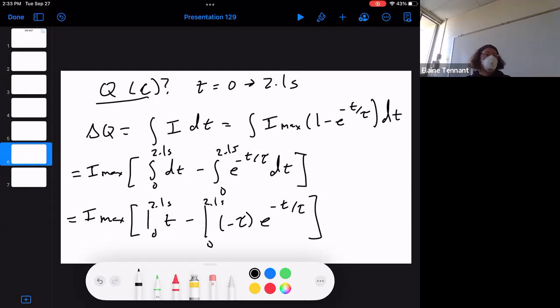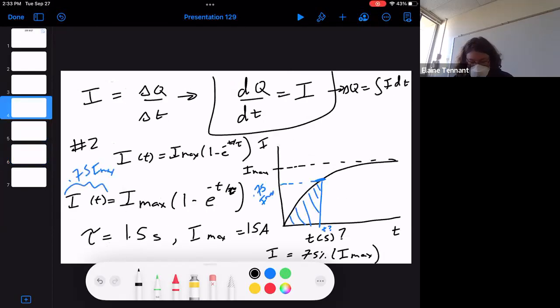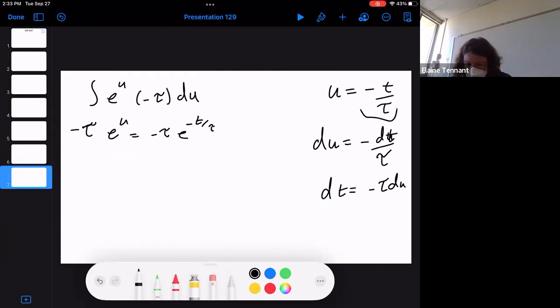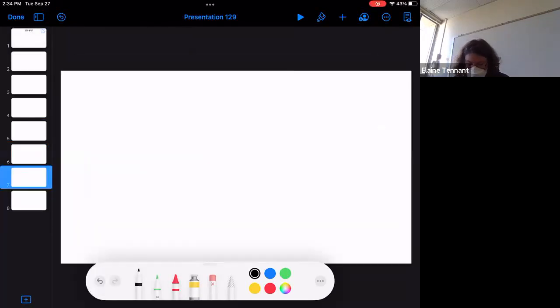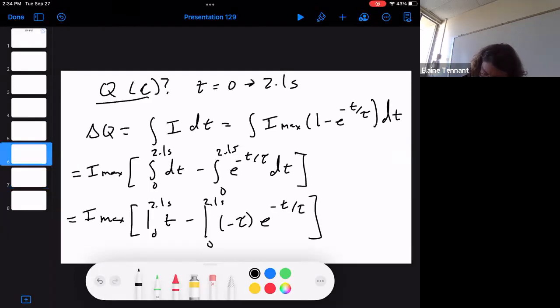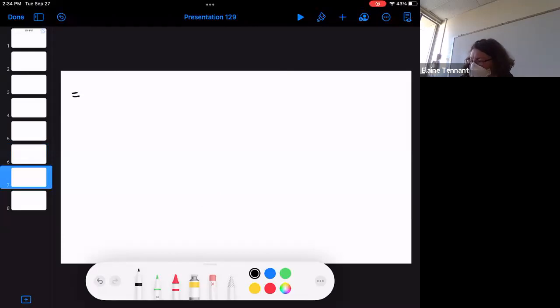And now we can just go ahead and plug in numbers. We're going from 0 to 2.1 seconds. Our tau was 1.5 seconds. Our Imax was 15 amps. So we can just plug in our numbers. It's not a big deal, although I will plug in numbers on the next page. So Imax is 15 amps.